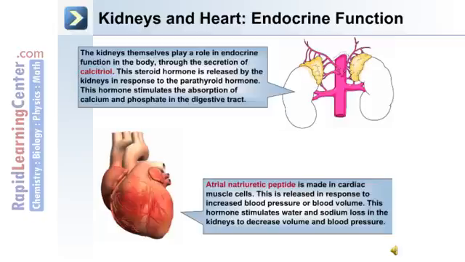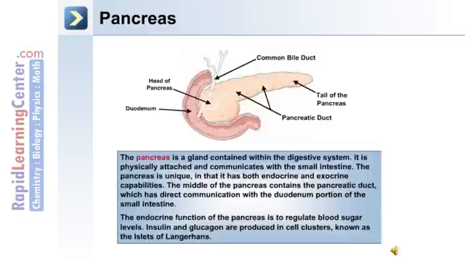Atrial natriuretic peptide is made in cardiac muscle cells and is released in response to an increase in blood pressure or blood volume. Atrial natriuretic peptide stimulates water and sodium loss in the kidneys to decrease volume and blood pressure. Blood sugar levels in the body are regulated by the pancreas.